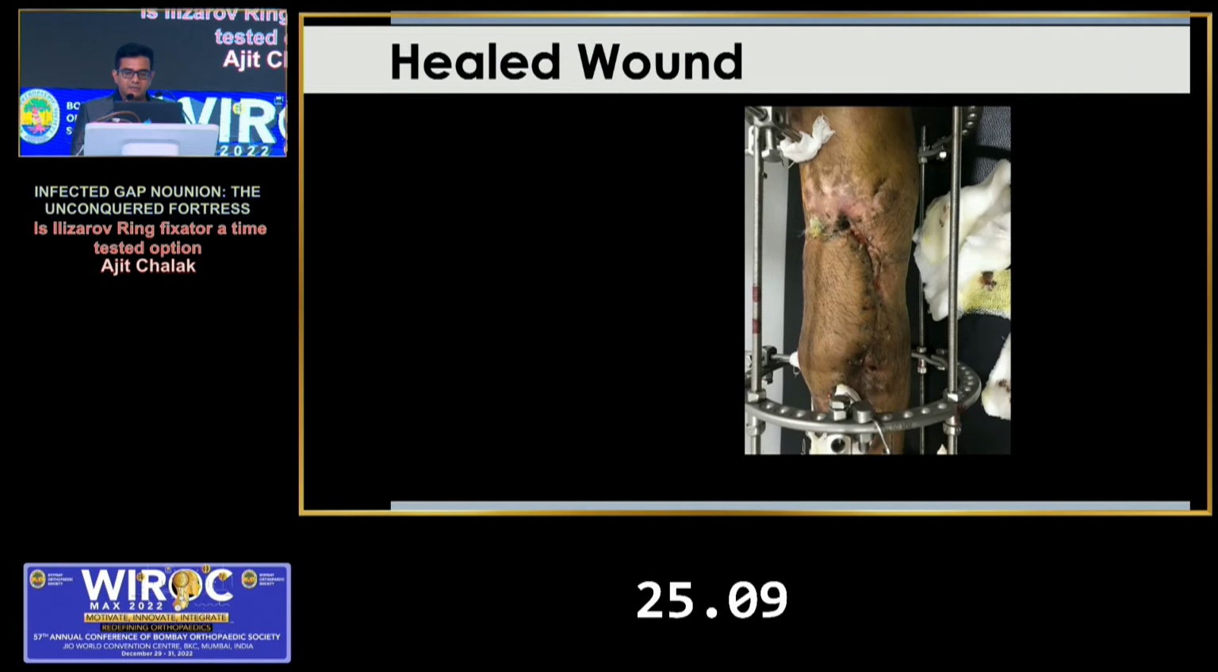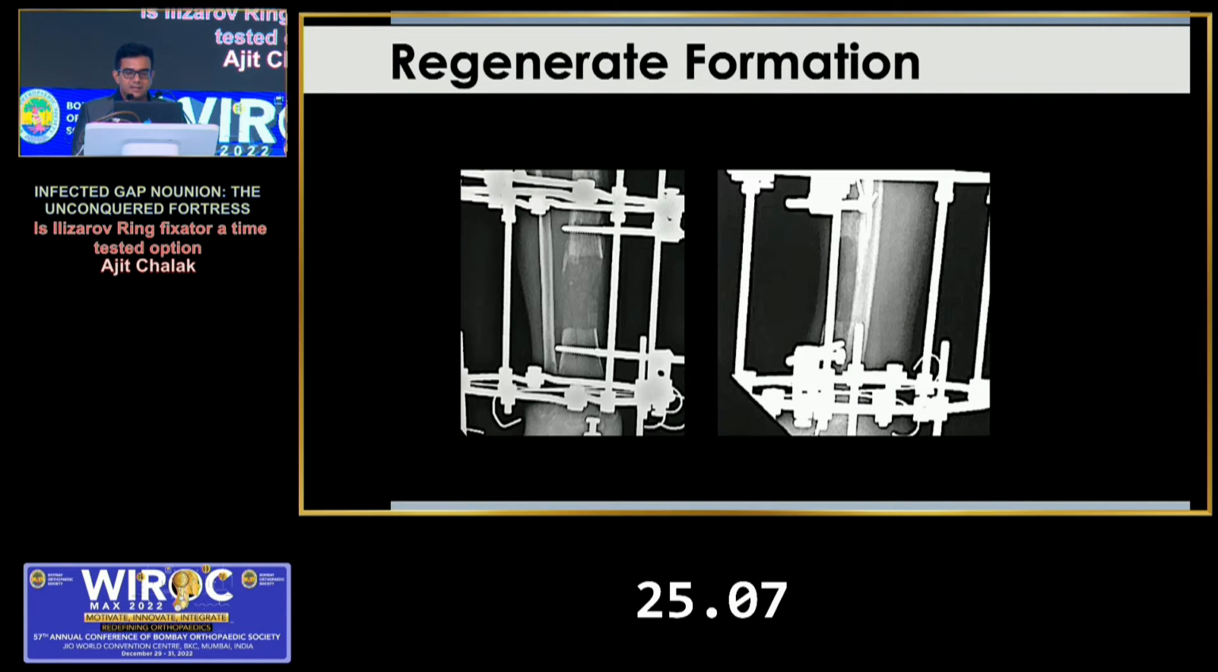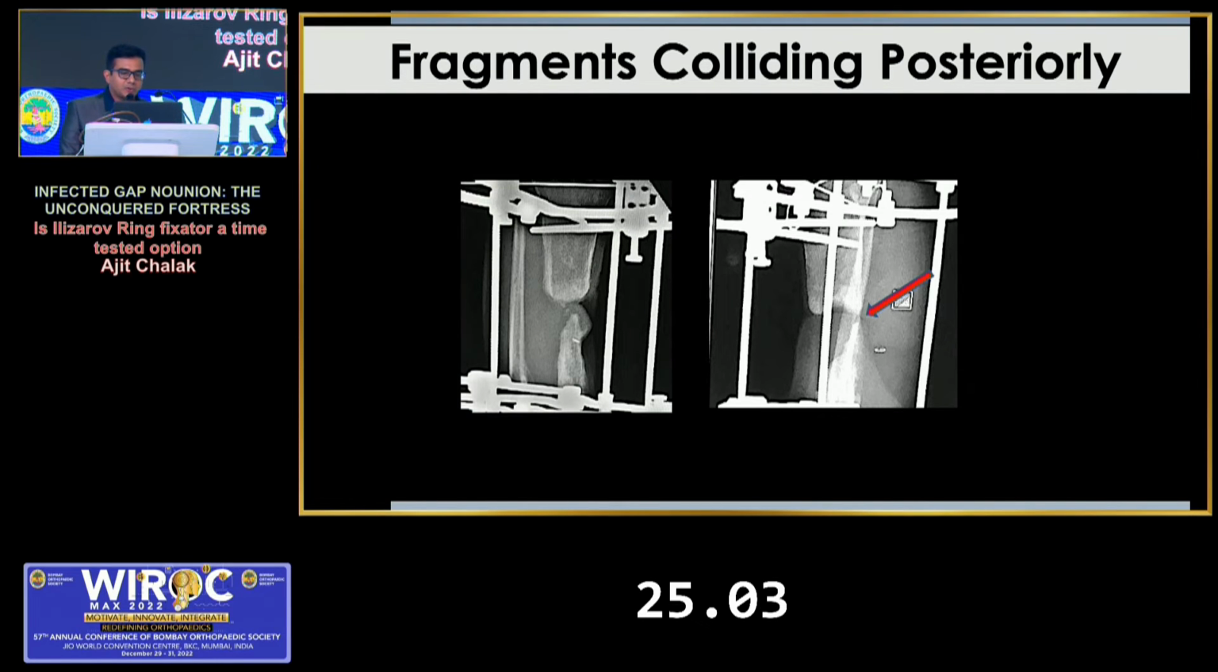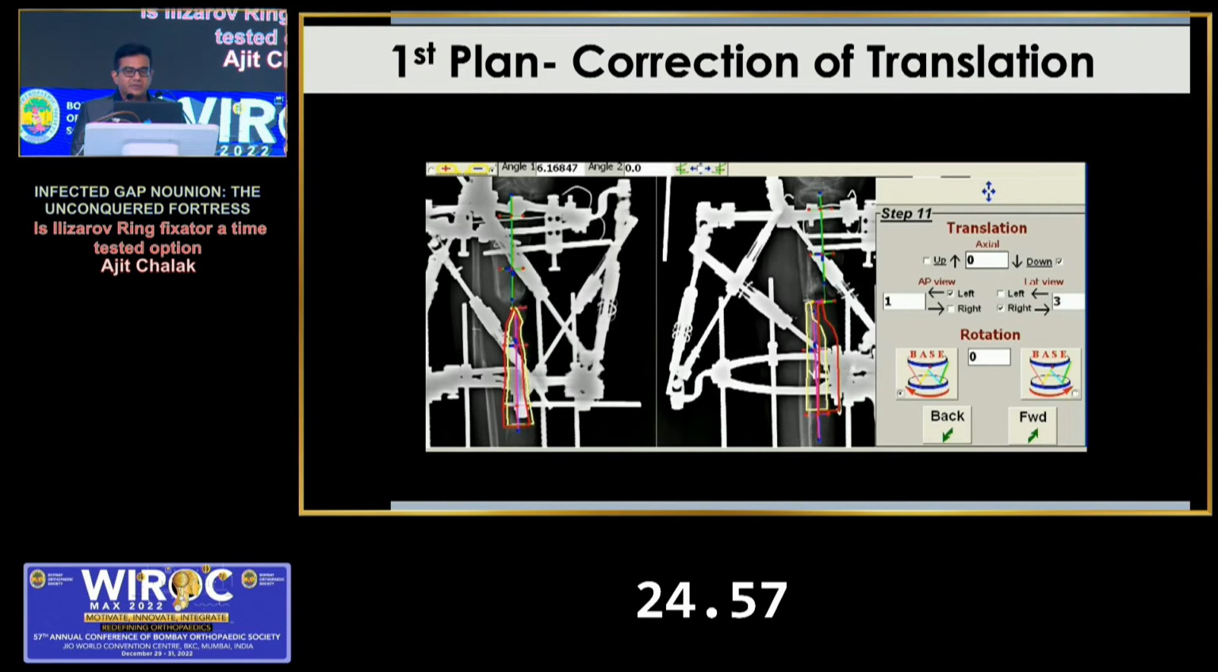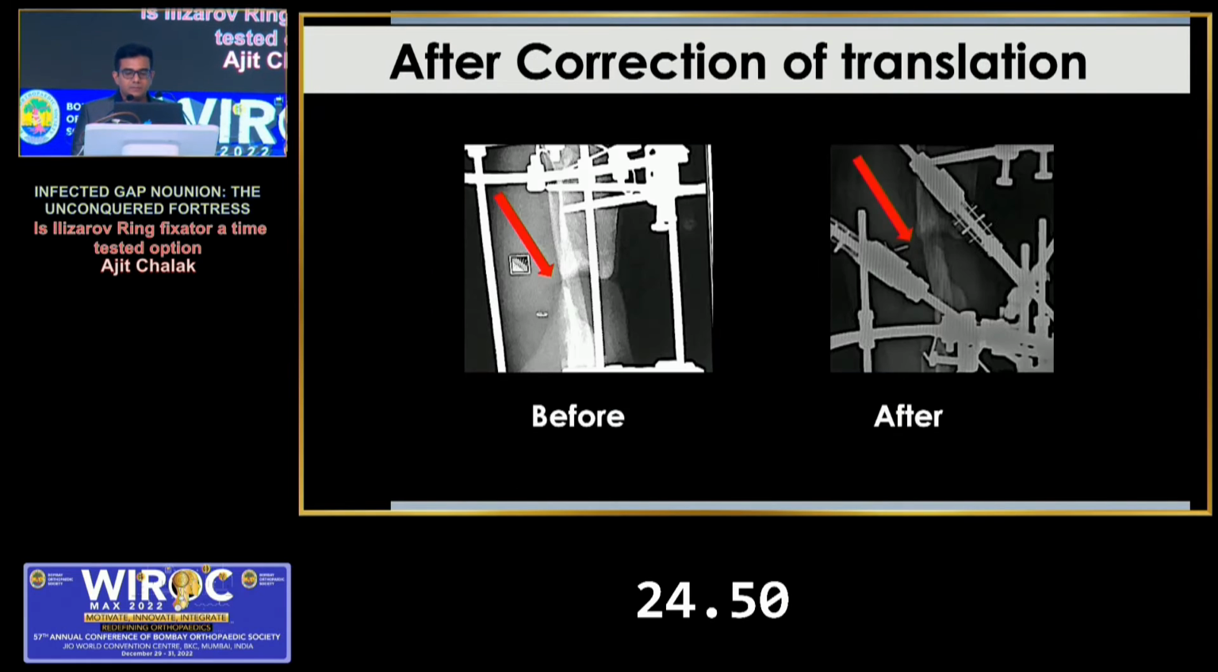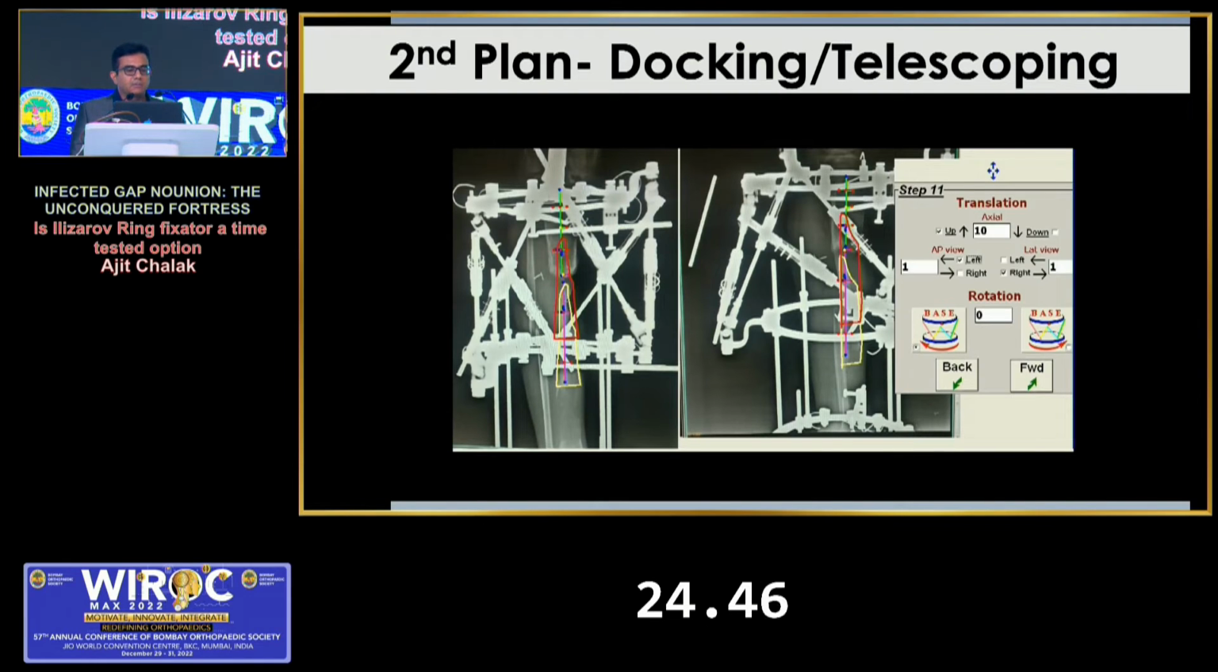His wounds healed very well. The regenerate was well forming, but his fragment was colliding posteriorly in the lateral view, as you can see. And there was only point contact over there. So we shifted him to ortho SUV and made plan 1 of correction of the translation. And this is how we corrected his translation and made plan 2 of telescoping and docking.